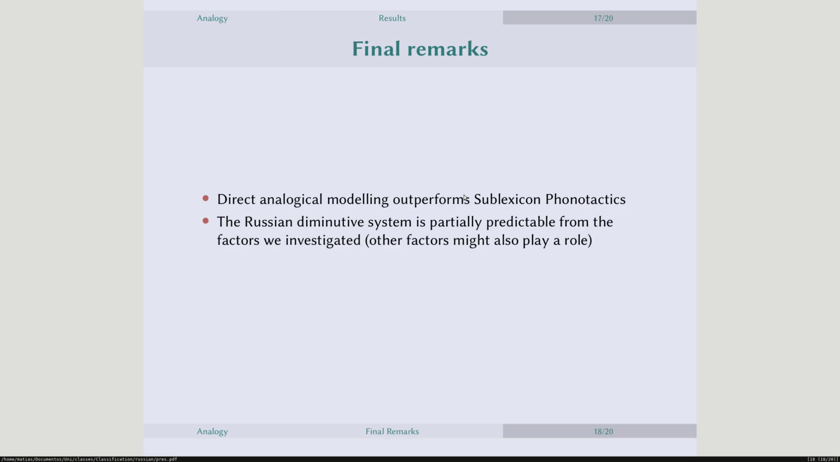Now, the conclusions of the study: direct analogical modeling outperforms the sublexical phonotactics approach, and the Russian diminutive system is in fact partially predictable from a very simple model. If you were to train a much more complicated model, it is likely that you would get better results.